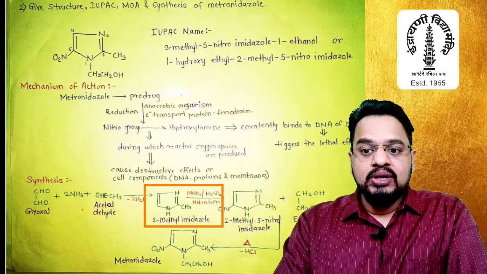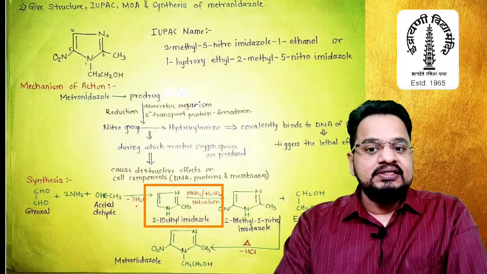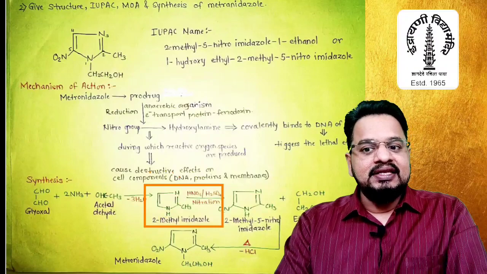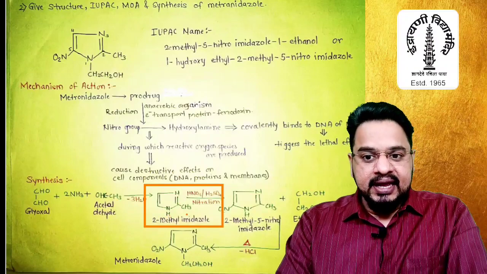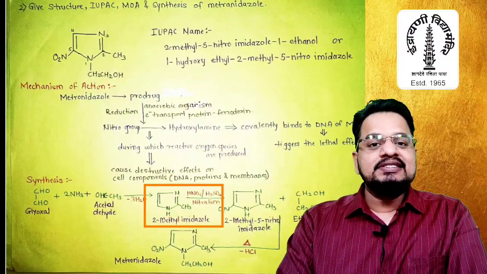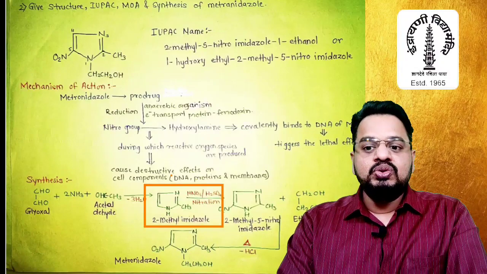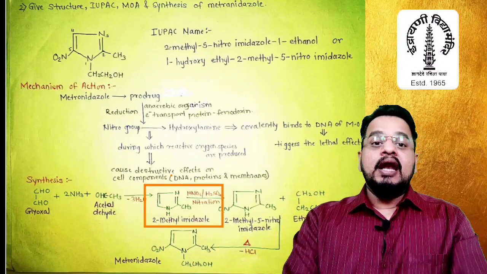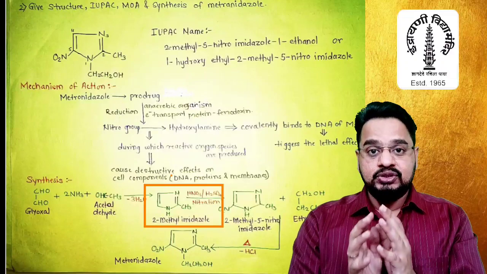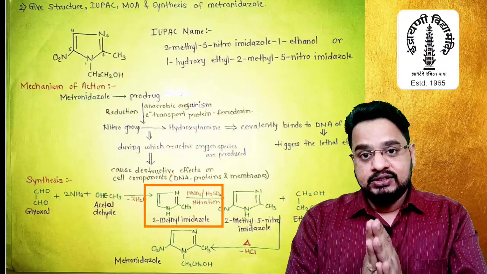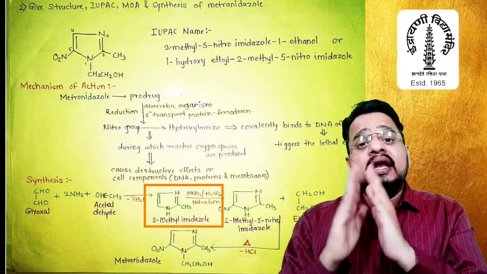Understand? So see, these two nitrogens come from where? These are the two nitrogens. Understand? 3 water molecules are lost. Understand? And this methyl comes from the acetaldehyde, and you will get the 2-methyl-imidazole.